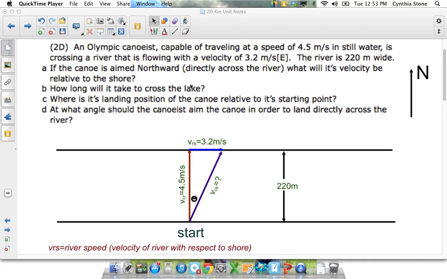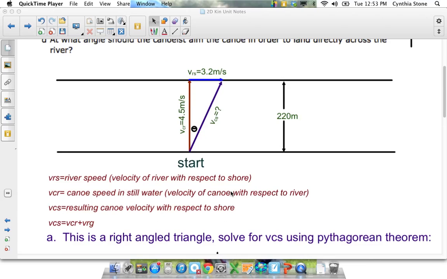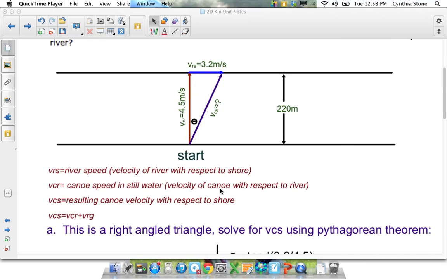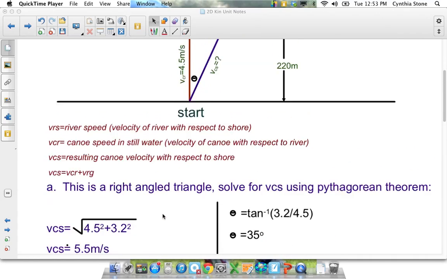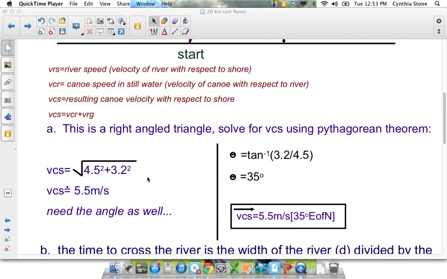And so the question is, what will the resulting velocity be relative to the shore? That's just this vector right here. If you look at it, it is just a Pythagorean theorem question. There's nothing really else to do with that. Just a quick note on my variable names: VRS is river speed, canoe speed in still water, and that's the resulting speed relative to shore. Being a right-angled triangle, just solve that triangle using the Pythagorean theorem.